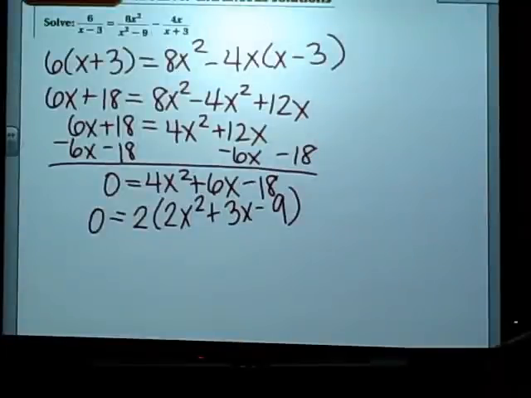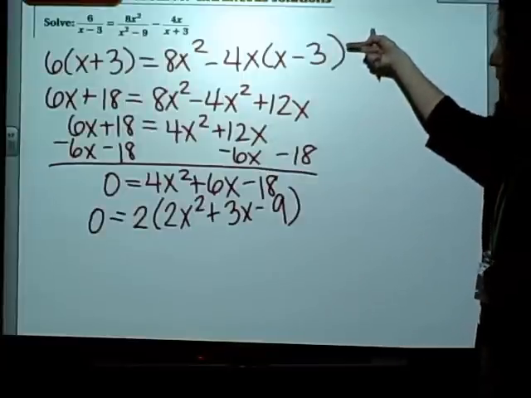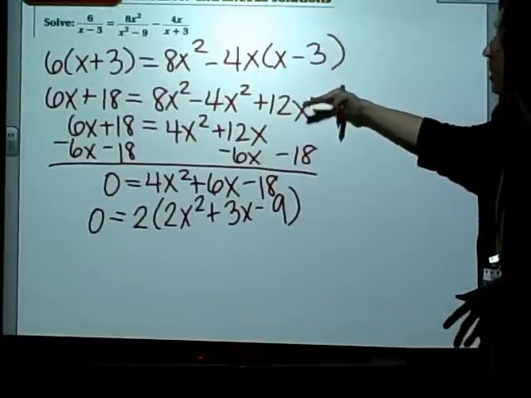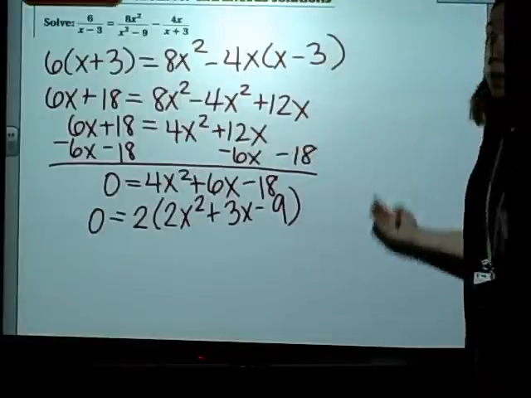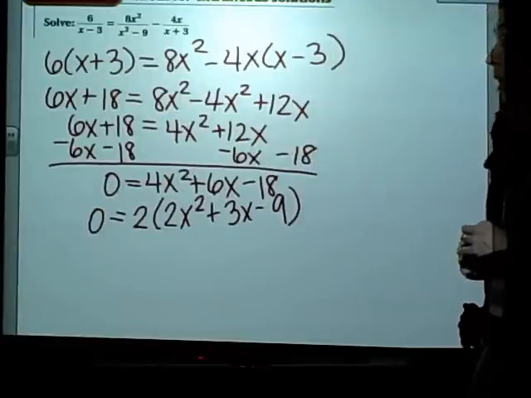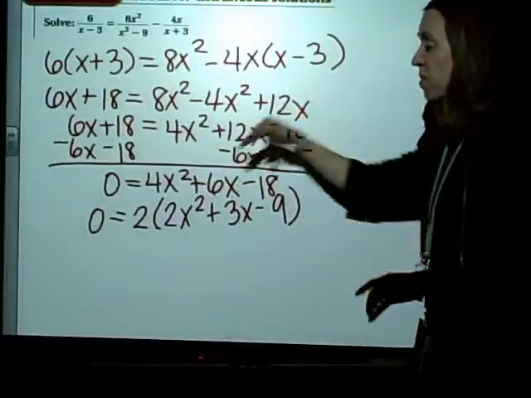Okay, almost done with this crazy long problem. So now we're at the point where we need to simplify. After you do your algebra and combine your like terms, you do end up with a quadratic. So we always want our quadratics equal to 0. I then noticed that all of them are divisible by 2, so I just factored it out.